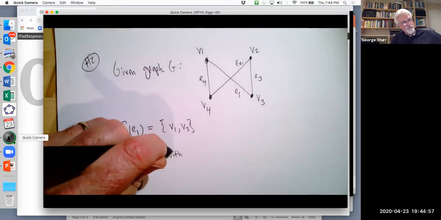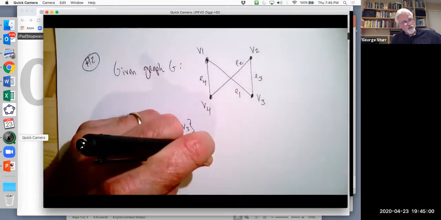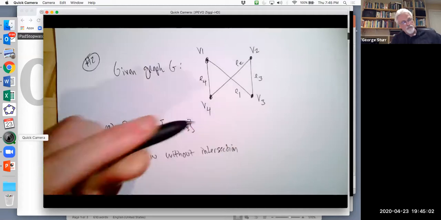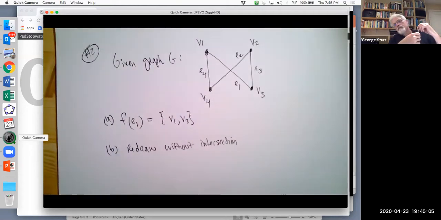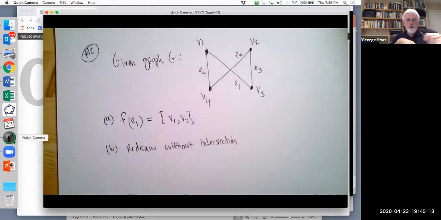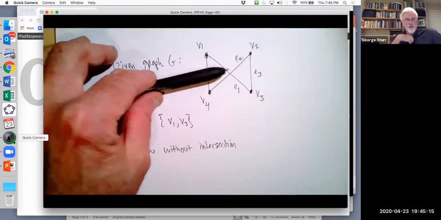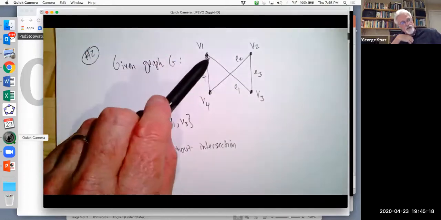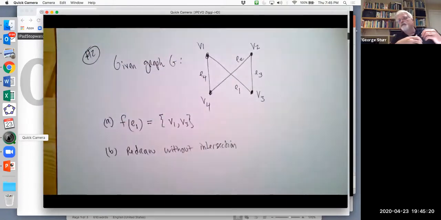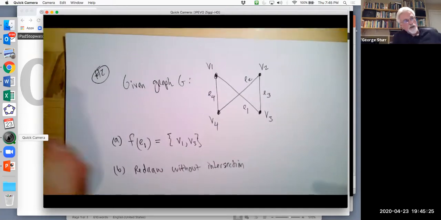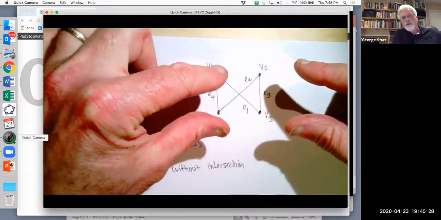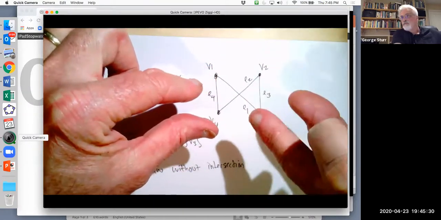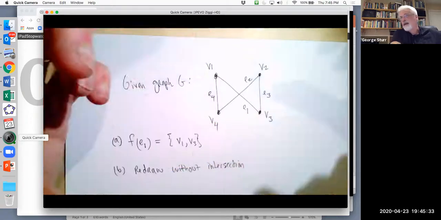Redraw without intersection. So, is it possible to put this together without having these two edges appear to intersect? Just flip V2 and V3. Yeah, can you imagine that you pick it up and then the V2 and V3 you just reverse, you untangle it, if you will.